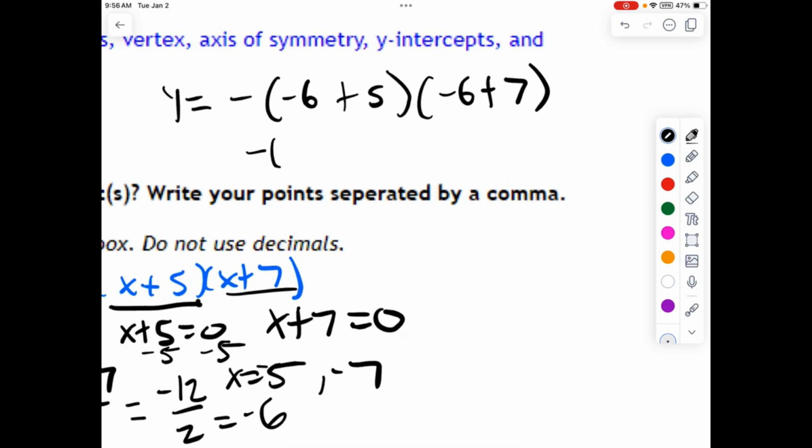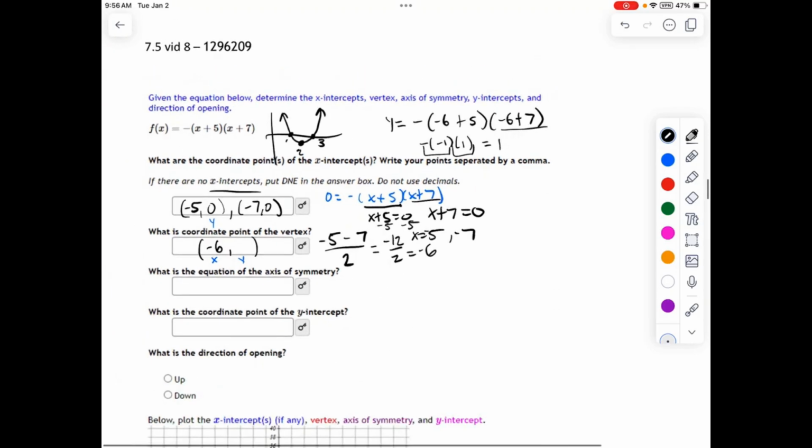So we have a negative times (negative 6 plus 5), which is negative 1, times (negative 6 plus 7), which is 1. What's a negative times a negative? Positive. So then we have a positive 1 times 1, which is 1. So if you plug in negative 6, we get 1 back. There's your vertex.